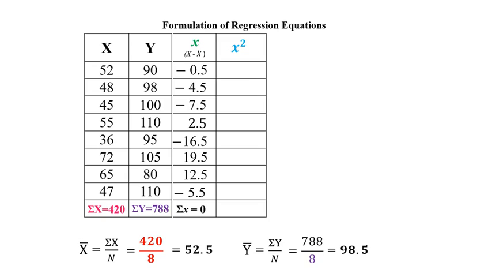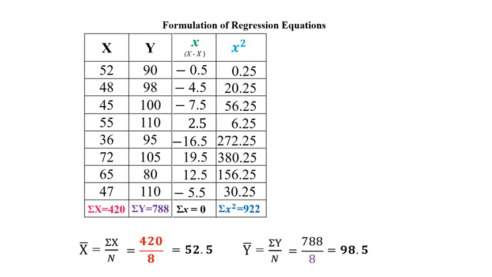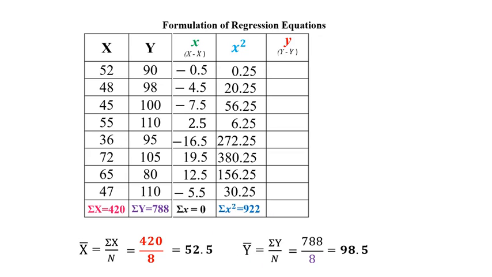Next, find x square. So x square will be like this: 0.5 into 0.5, 0.25; 4.5 square, 20.25; 7.5 square, 56.25; 2.5 square, 6.25; 16.5 square, 19.5 square, 12.5 square, 5.5 square. So like this we have to find x square. Summation of small x square is 922.